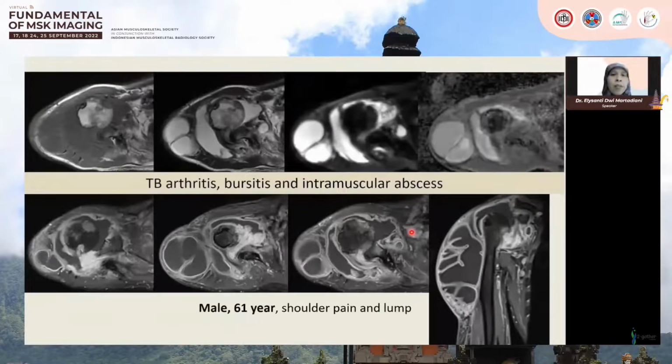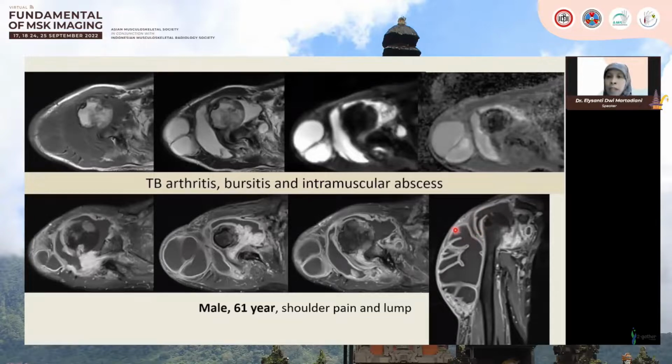This case is about tuberculous arthritis, bursitis, and intramuscular abscess in one patient. Tuberculous arthritis in this case manifests as a synovial proliferation in the shoulder joint, and we can see here and here, and it shows strong contrast enhancement after contrast administration. Tuberculous bursitis manifests in this case as fluid collection at the subdeltoid subacromial bursa that shows rim contrast enhancement.